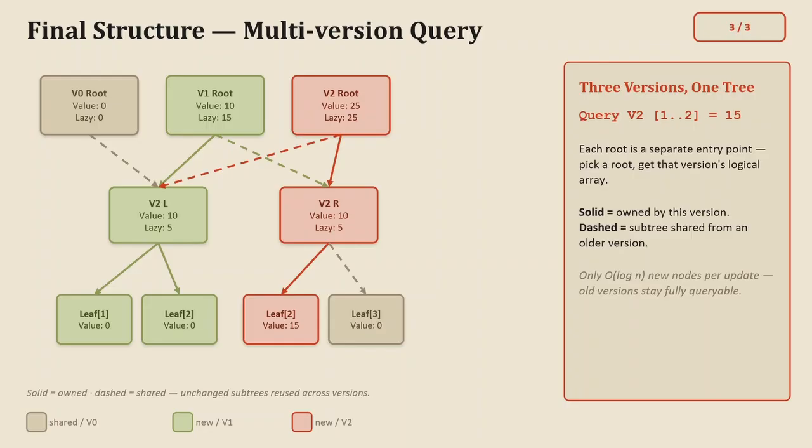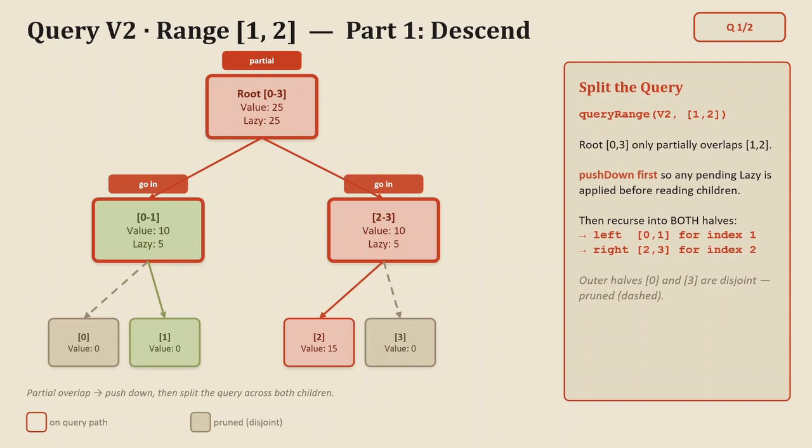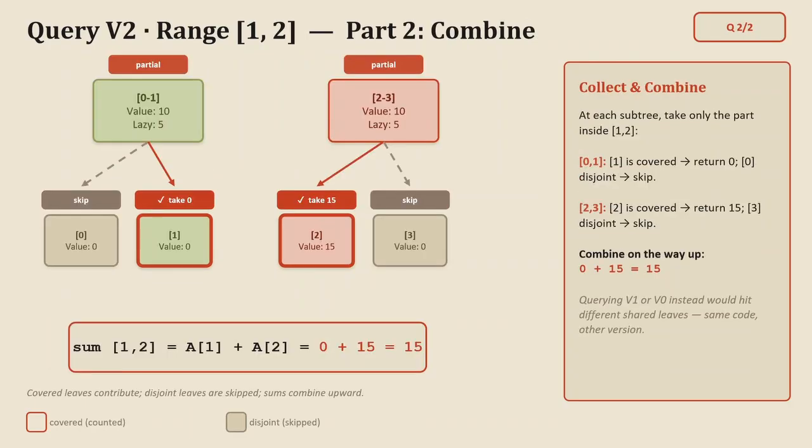When we query the sum of range 1 to 2, we start at version 2's root. It partially overlaps with the 1 to 2 range, so we can't return directly. We call push down to apply any pending lazy. Then we split the query, recursing into the left child for index 1 and the right child for index 2. The outer nodes, index 0 and index 3, are completely outside our range, so they get pruned immediately. Now we collect the results on the way back up.